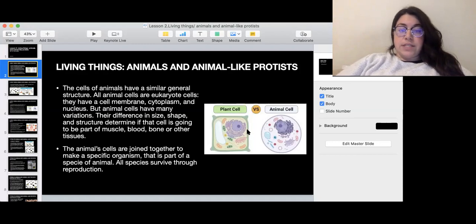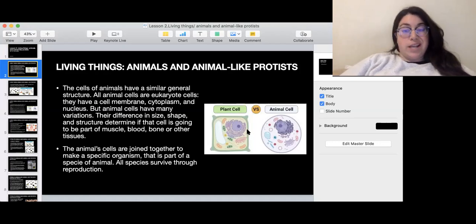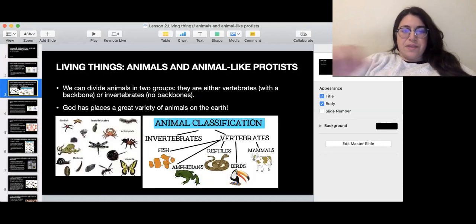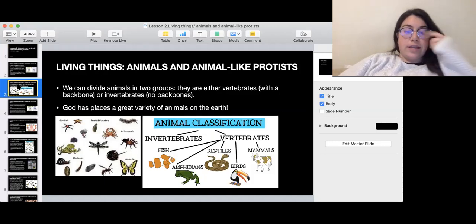They have a difference in size, in shape, and structure. And that determines if the cell is going to be part of a muscle, or blood, or bone, or other tissue in the body of the animal. The animal cells are joined together to make a specific organism that is a part of a species of animals. And all species have to survive through reproduction. We can divide animals into big groups. They are either vertebrates, meaning that they have a backbone, or they are invertebrates, meaning that they have no backbone.